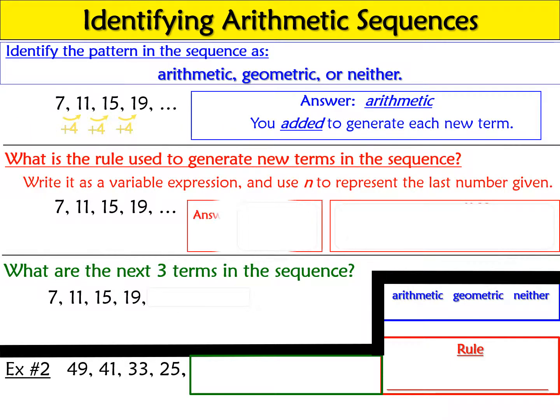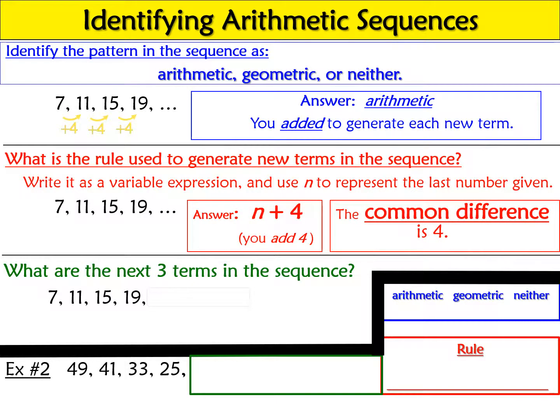So in this case, we're going to use n to represent the last digit in the sequence. And the reason that we're using a variable is that last number in the sequence is constantly changing. So what are we doing to n each time to move forward? We're adding 4. So the rule for this sequence is n plus 4.